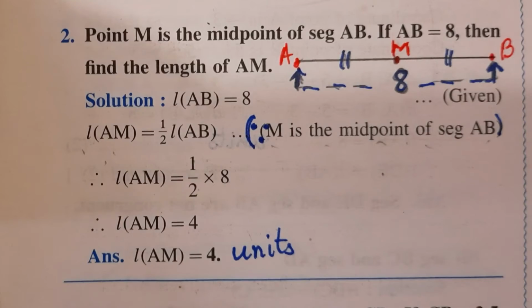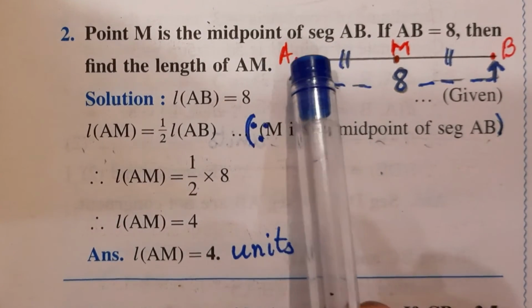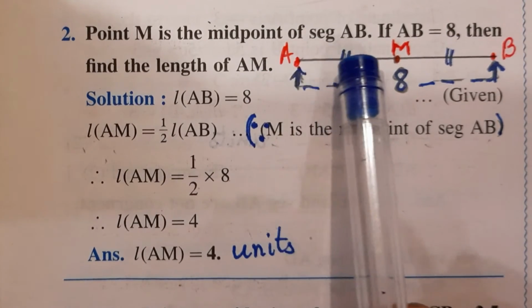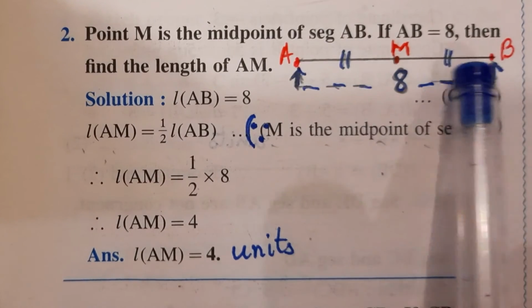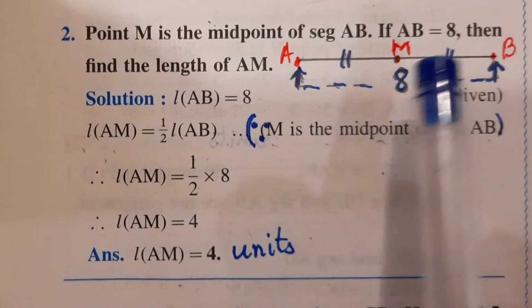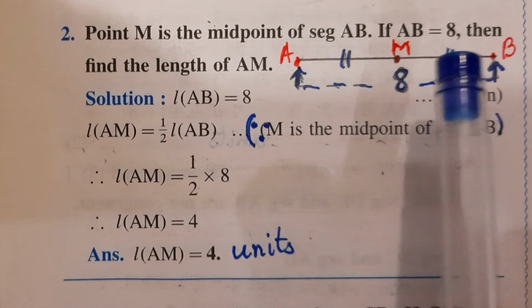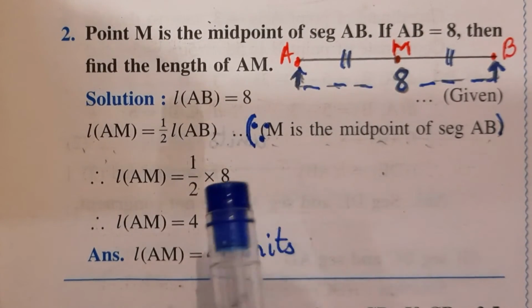Now the concept of midpoint is that a midpoint divides a segment into two equal parts. Therefore, the length of each part will be half the length of the full segment AB. So length AM will be half length AB. Length BM will also be half length AB because M is a midpoint. Using this concept, let us see how we write the solution of the sum.